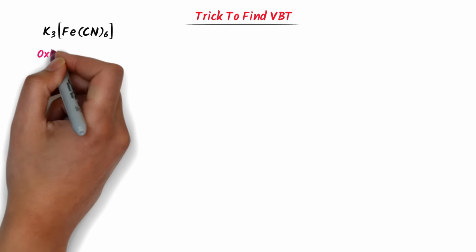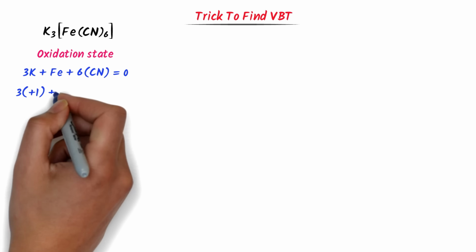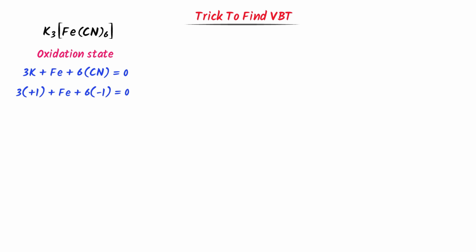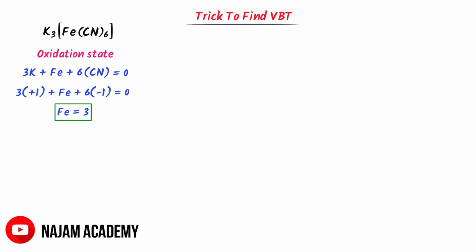Firstly, I calculate the oxidation state of iron. 3K plus iron plus 6 into CN equals 0. The oxidation state of potassium is +1 and that of cyanide is -1. I write 3 into positive 1 plus iron plus 6 into negative 1 equals 0. After calculation, I get iron equals positive 3.